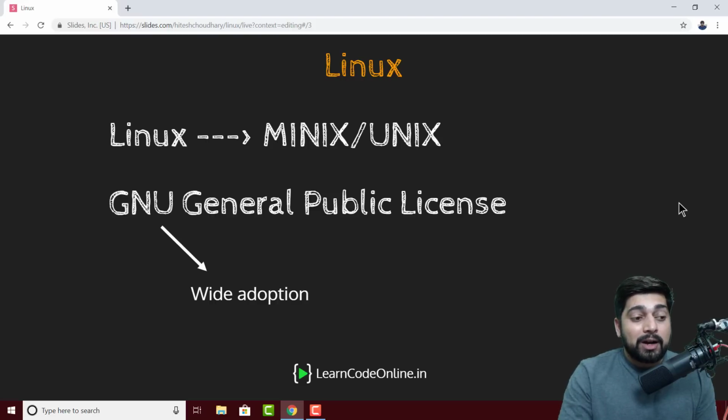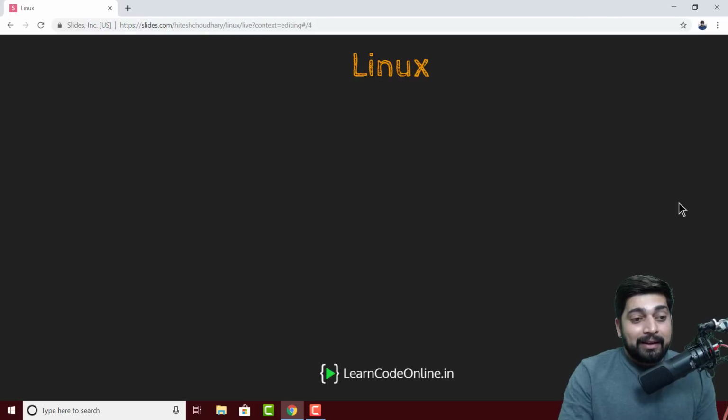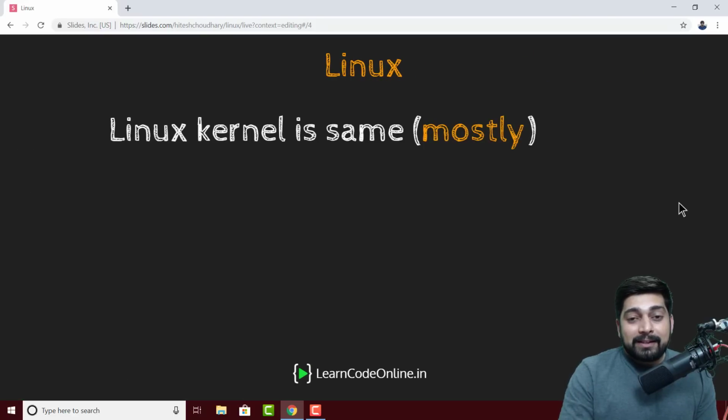So the GNU Public License is actually responsible for making everything almost free. Although licensing is very complicated stuff, so maybe some other day we'll talk about the licensing of these softwares, but right now, GNU General Public License simply means modification and redistribution of the software is totally allowed. Let's move forward to some of the Linux stuff.